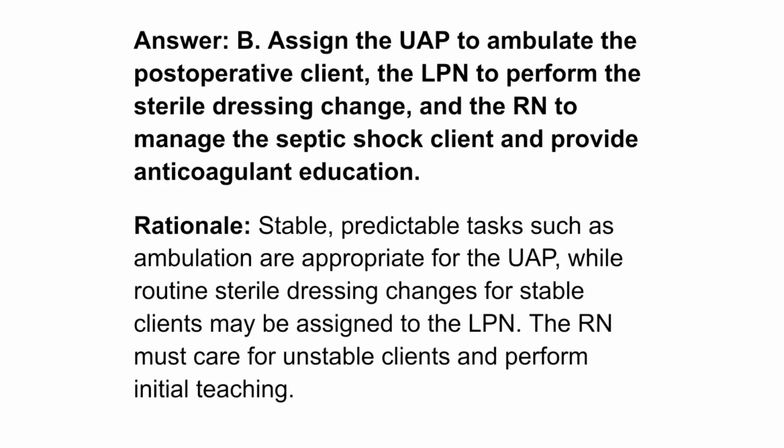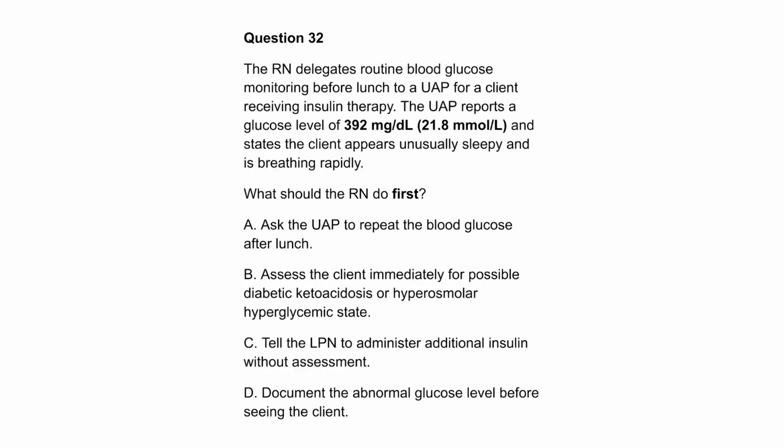The RN must care for unstable clients and perform initial teaching. Question 32. The RN delegates routine blood glucose monitoring before lunch to a UAP for a client receiving insulin therapy. The UAP reports a glucose level of 392 milligrams per deciliter, 21.8 millimoles per liter, and states the client appears unusually sleepy and is breathing rapidly. What should the RN do first?